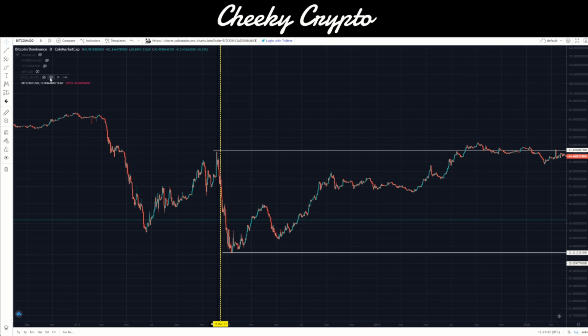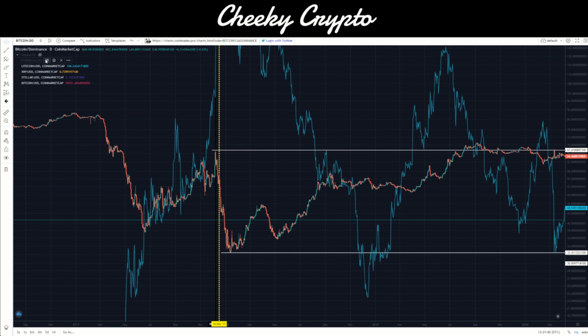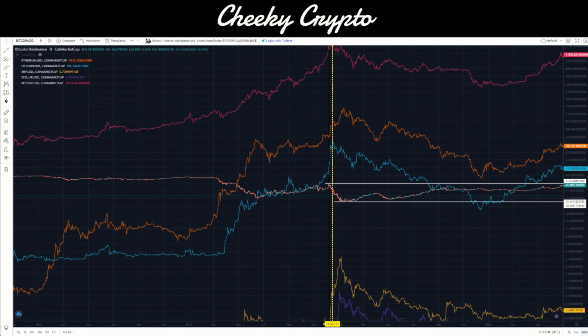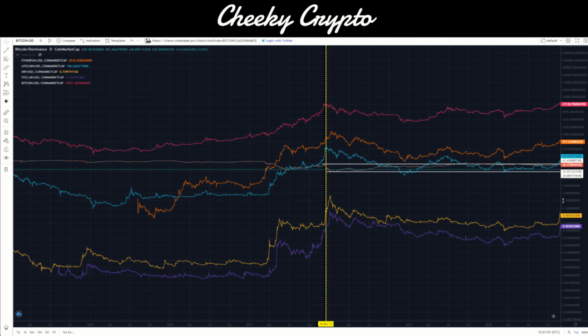Now, on this chart, what I can do is show you the overlay of what Bitcoin looked like in terms of price. Let me throw that on. We'll throw on some Stellar, we'll throw XRP on there, we'll throw Litecoin, and we'll throw Ethereum on as well. And now we get a bigger picture, a bigger view of what is going on with all of these projects, overlaid on this chart.